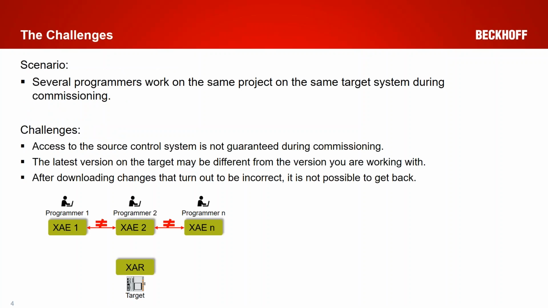What is the scenario? I think it's already known that machines become more and more complex, so more and more programmers work on the same machine during the commissioning, and also on the same project, on the same target system. This leads to several challenges. The first one is that during the commissioning, if you are on the customer side, you typically have no connection to your company network, which means you have no access to the source control system you are using during the engineering.